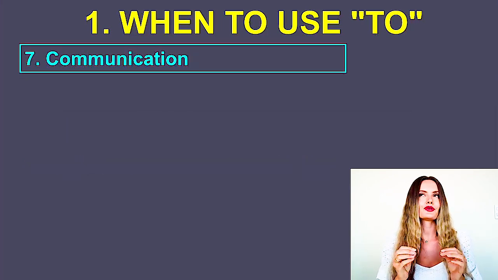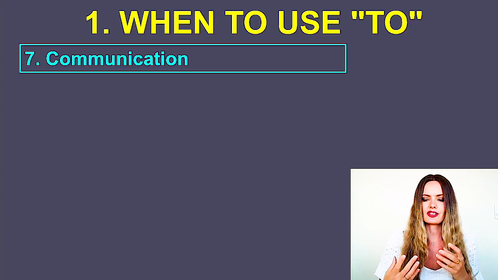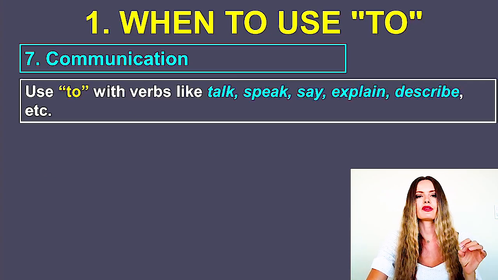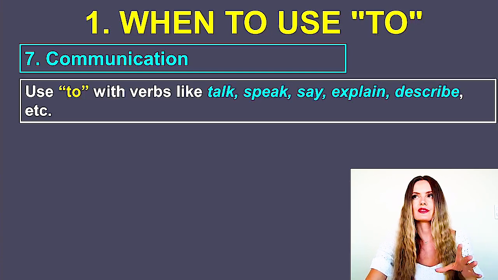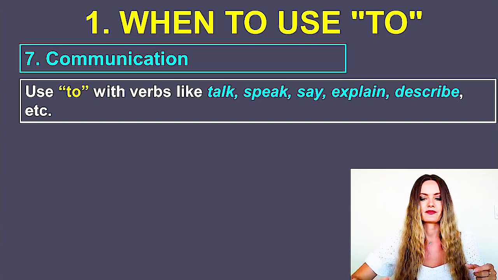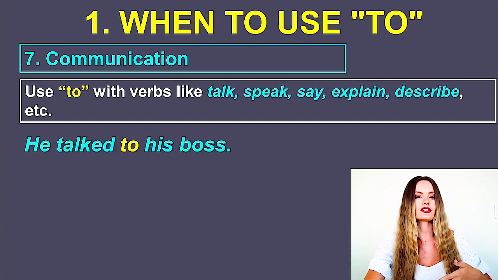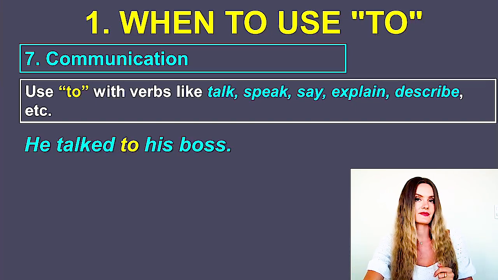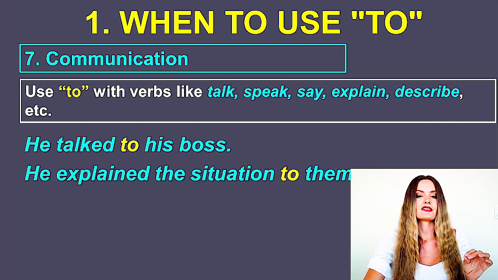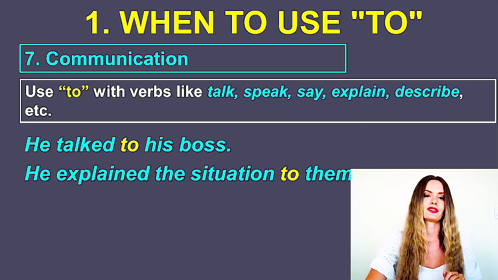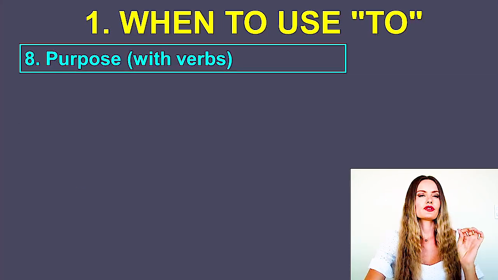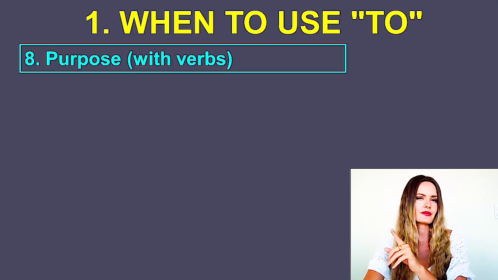Also, we use to when we are talking about communication. Use to with verbs like talk, speak, say, explain, describe. All these verbs mean communication. He talked to his boss. He explained the situation to them. Explained to. Talked to.